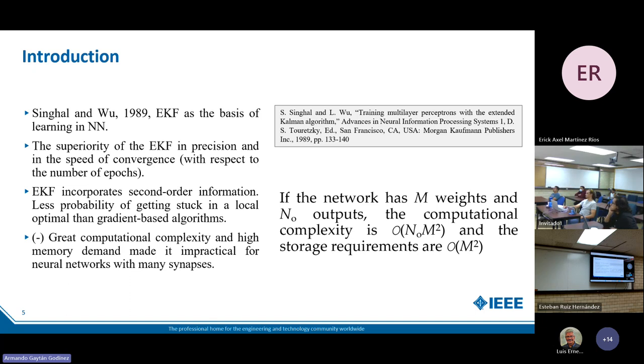The Kalman filter emerged in 1960, and shortly after came the extended version for nonlinear systems. Almost three decades later, Singhal and Wu proposed using it for the training of neural networks. They showed better accuracy and faster convergence than with the backpropagation algorithm. The second-order statistical information introduced by the filter reduced the likelihood of local optima. However, a computational complexity depending on the square of the total number of parameters was an obstacle to its implementation.